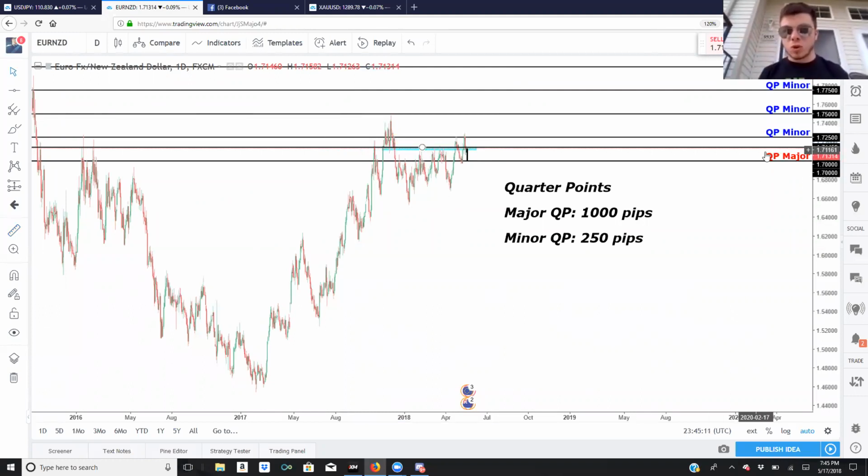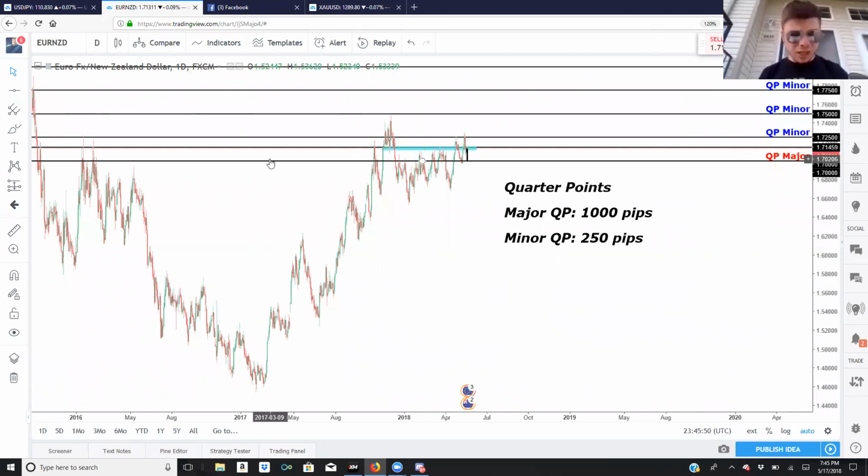With those minor quarter points, all you do is count every 250 pips. This was 1.700 for your major, so 250 pips from that would be 1.7250. Then add another 250 pips from that and you have 1.7500. Same thing here, now it's 750. So it's pretty easy to find your minor and major quarter points.